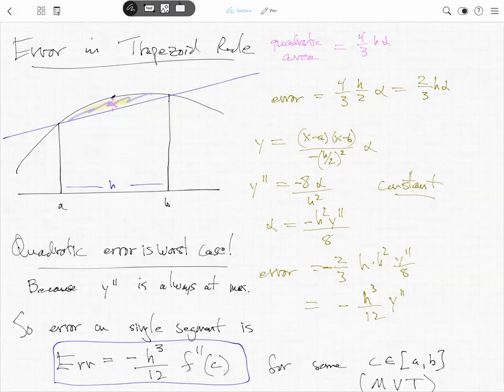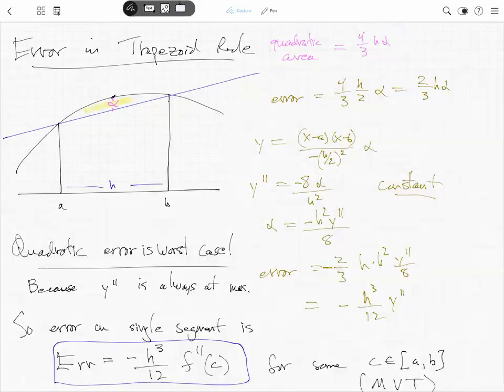Now, we already computed that area, right? The other day, or in the other video, we computed the error in the dome on top, or the error in the quadratic part of that area. And we got the formula that area was 4/3 h times alpha, where alpha is the distance between the linear estimate and the curve at the midpoint, right? The midpoint between A and B.